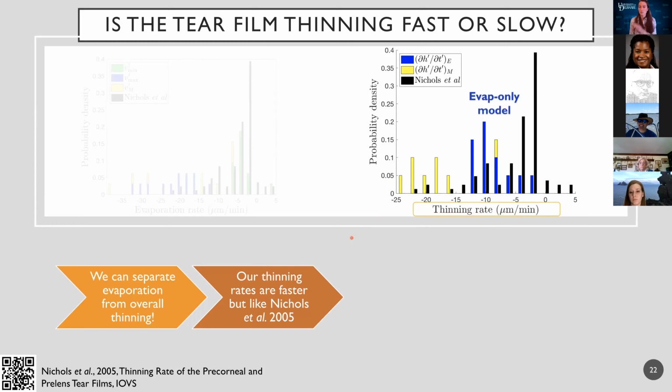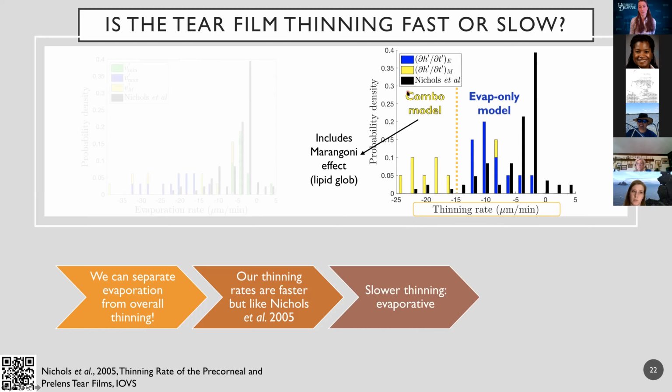Our evaporation results are in blue. Combination model results are in red. And again, reminding you, this includes the Marangoni effect driven by the lipid club. And apart from this outlier here, we have really good separation of these two results. So if you exclude the Marangoni effect, you get slower thinning, right? And if you add it back in, you get faster thinning. So this again provides a way to suggest which mechanism is causing or at least involved with the thinning.